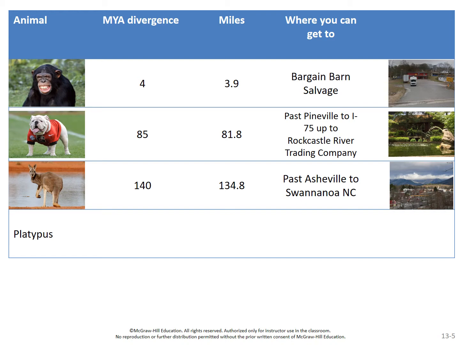Imagine the kind of labor it would take to get you all the way past Asheville in just pennies, and we're not even close to done yet. So another group of mammals is called the monotremes, and these are egg-laying mammals. They're some of the earliest mammals, and our divergence from them, including the platypus, is about 180 million years ago.